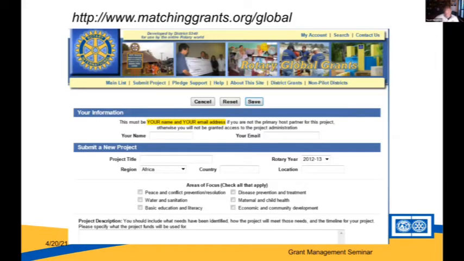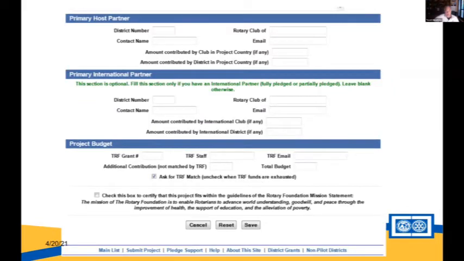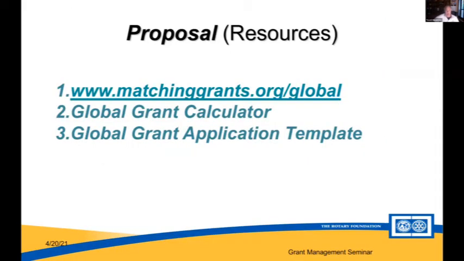This is where you enter the information on matchinggrants.org. Again, it's pretty simple, but you do need to do a good description of the project. And the rest of this you can fill in. It's not hard, but it will ask you for the budget. And you need to list on the funding page how you're going to meet that budget requirement.